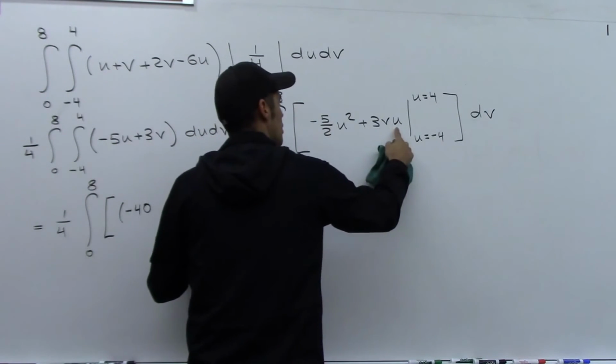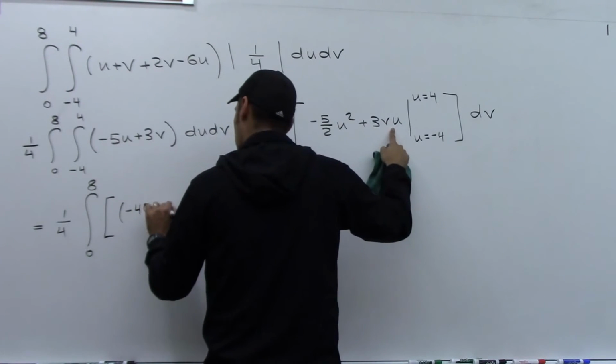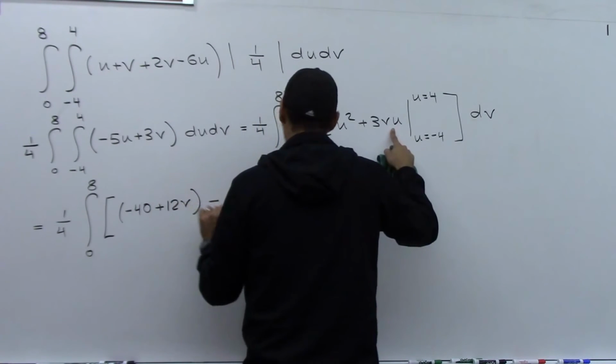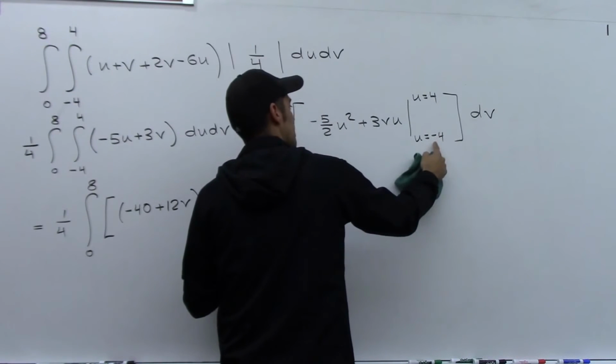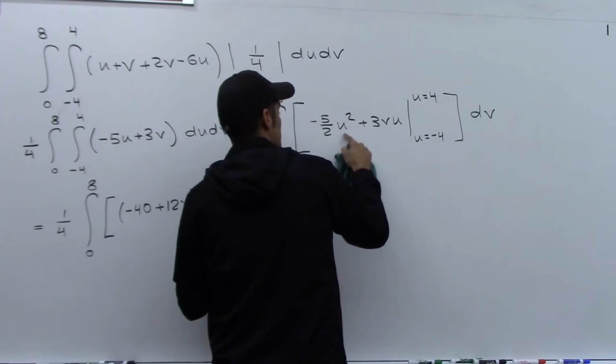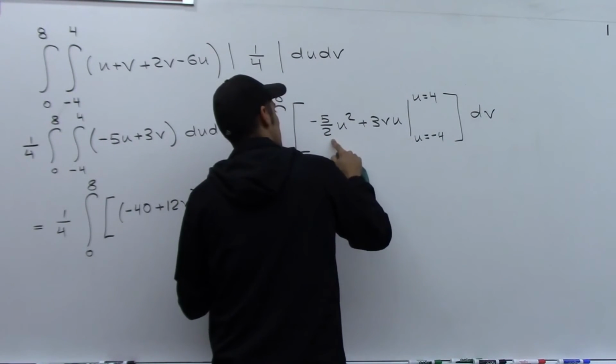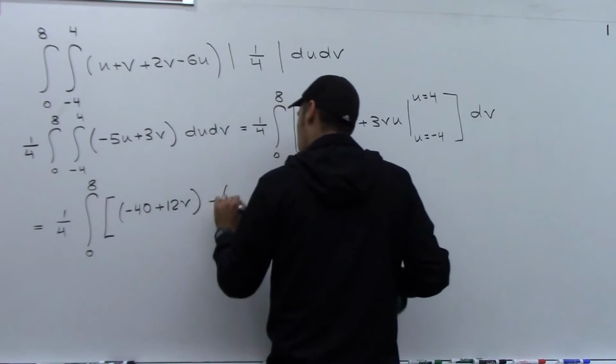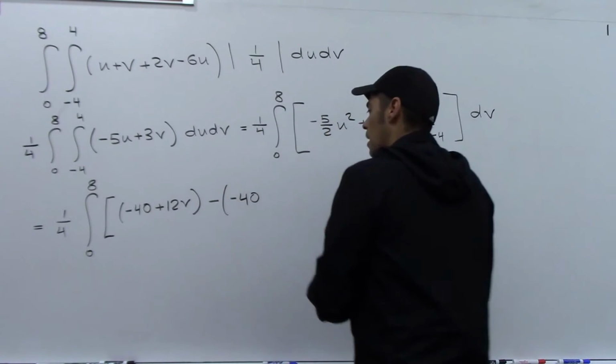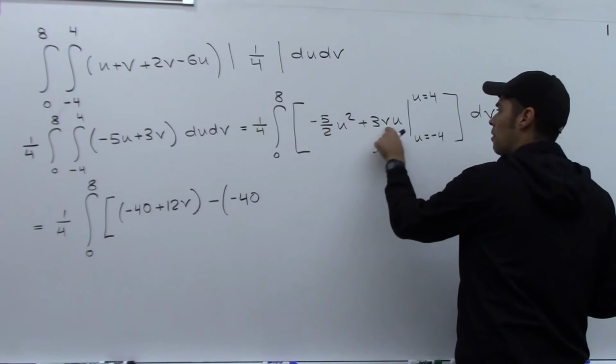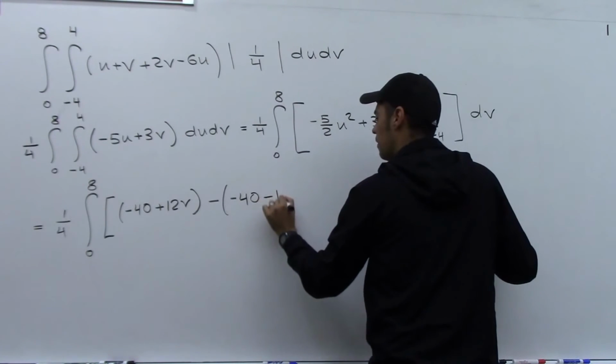If I plug in 4 here, I get 12v plus 12v. Then minus, now plug in -4. If I plug in -4 here, that's squared, I still get 16, then half of that is 8, so I still get -40 there. And then here, -4, I get -12v.